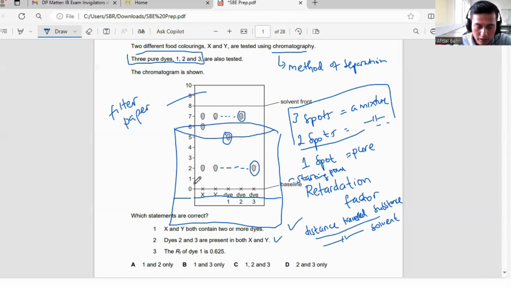And then how do we calculate RF? Basically, we will measure from the baseline until the spot. That is the distance traveled by the substance. So for the RF of dye 1, it is 5, because we measure from the baseline to 5. And then the distance traveled by the solvent will be from the baseline until the solvent front. And in this case it is 8. So 5 over 8 is 0.625. Therefore, all the statements are correct.